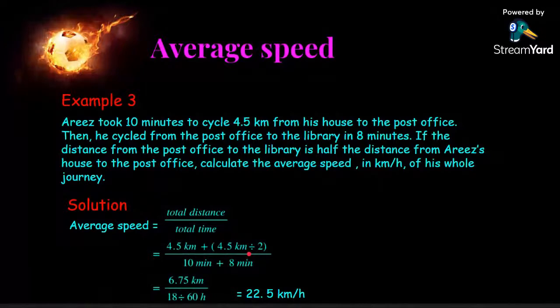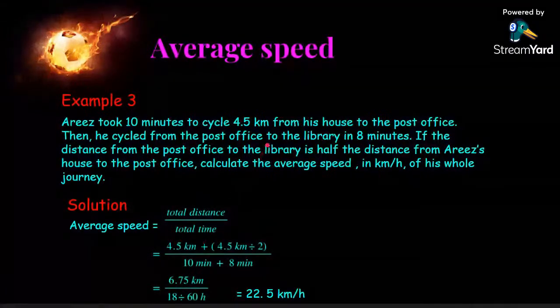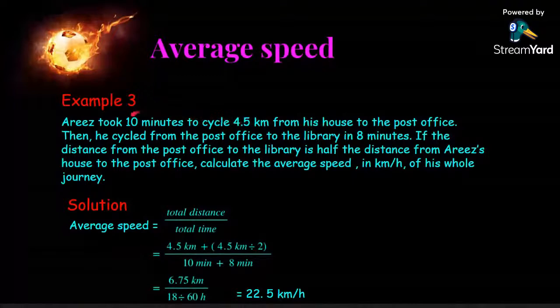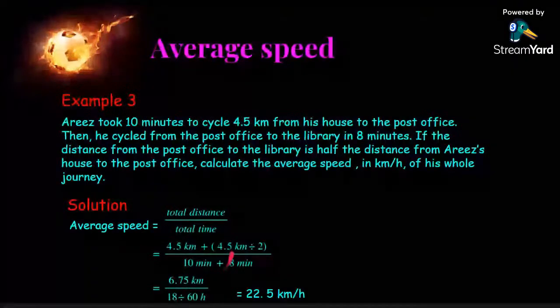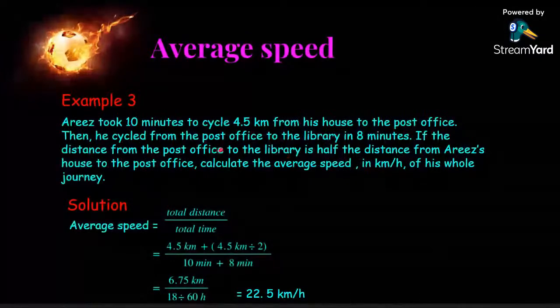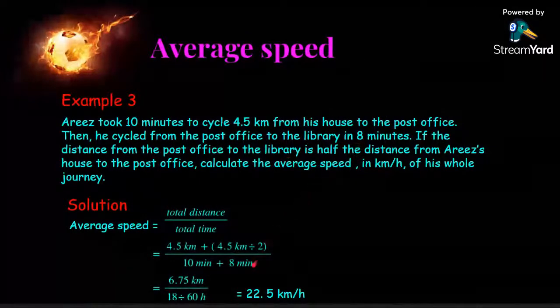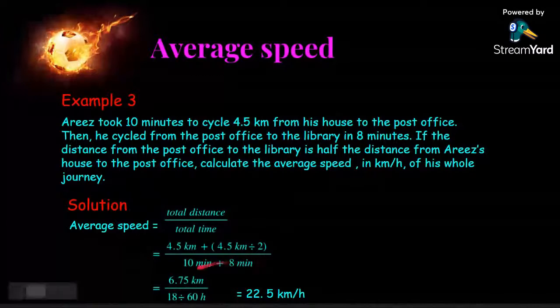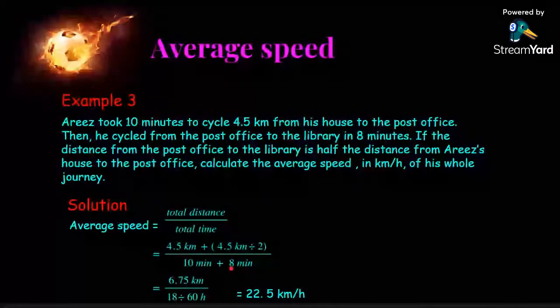Okay, boleh kelasnya? Alright, now divide dengan total time. So time for the first part, iaitu house to the post office, dia dah mention dekat sini 10 minit. So letak sini 10 minit. Then another one, cycle from post office to the library is 8 minutes. So you letak juga dekat sini 8 minutes. So you totalkan dia, you sumkan dia.